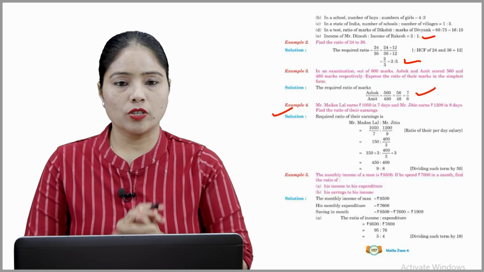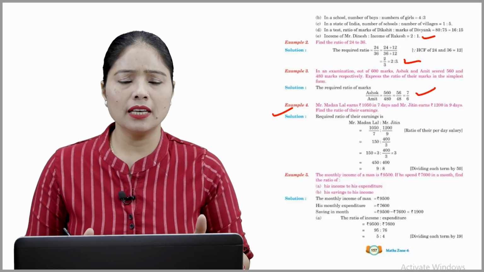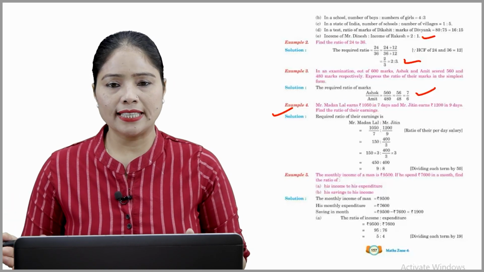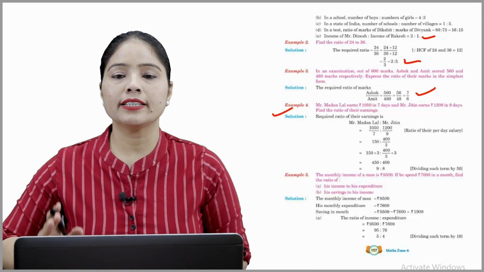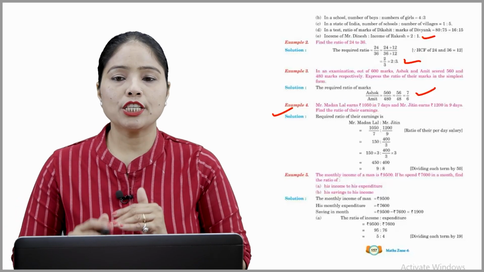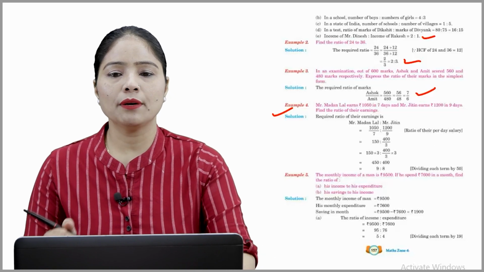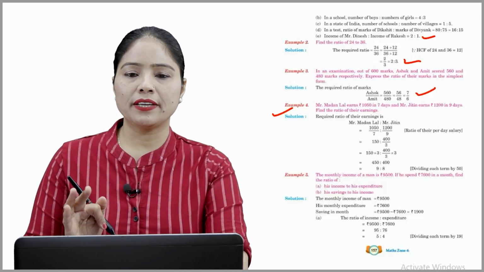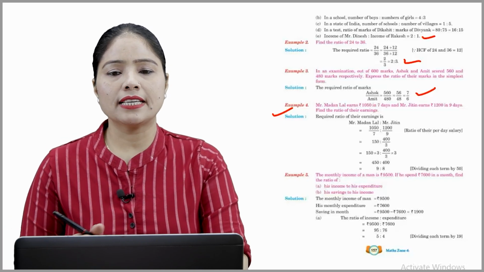Okay. Solution. Required ratio of their earnings is Mr. Madan Lal को करना है Mr. Jitin से. So 1050 divided by 7 और 1200 divided by 9. So ratio of their per day salary कितनी हो गई हमारी? Simplify करेंगे हम 150:400 divided by 3. So हम क्या करेंगे? दोनों तरफ हम 3 से क्या कर रहे हैं?